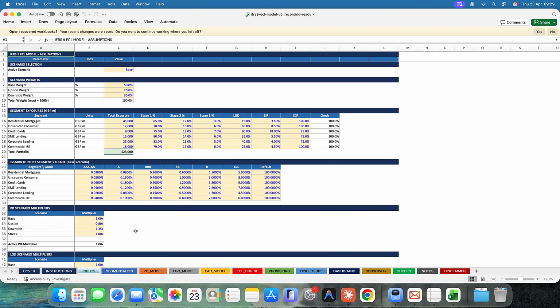Every assumption lives here. Macro forecast variables, PD calibration, LGD curves, staging triggers, segmentation splits, EAD utilization, discount rates. 150 plus named ranges, all on this one tab. When your internal validator asks what drives the 12-month PD for SME, you point at a cell. When IFRS 7 disclosure requires your forward-looking assumptions, they're right here. Structured the way the standard actually works, not simplified to fit a template.